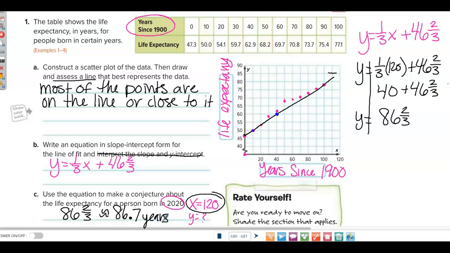So hopefully I didn't confuse you on this x equals 120. What I basically did was I figured out, so 2020 is 120 years past 1900. And since 1900 is 0, 0 plus 120 would give me my x for year 2020. So hopefully that makes sense. I didn't write it out, so I figured I should go back and discuss that.